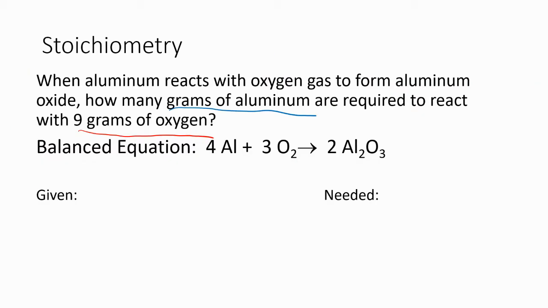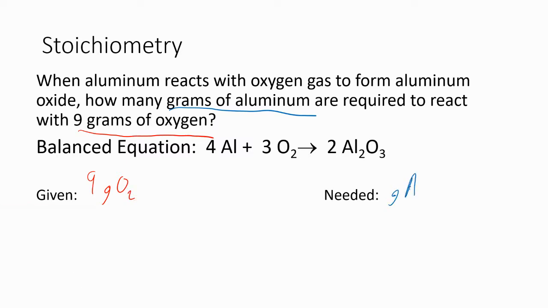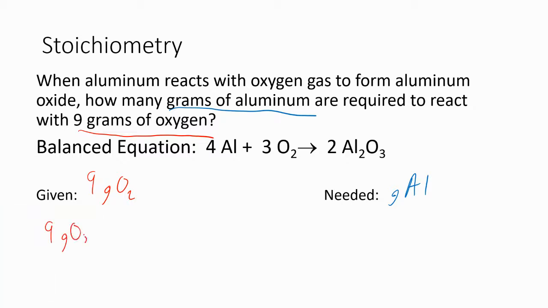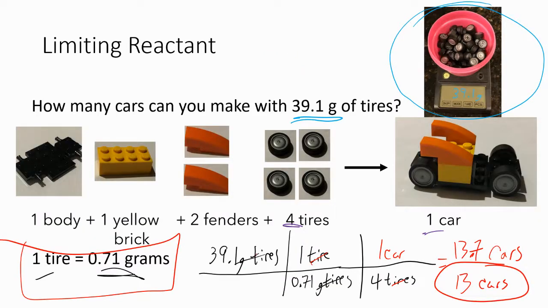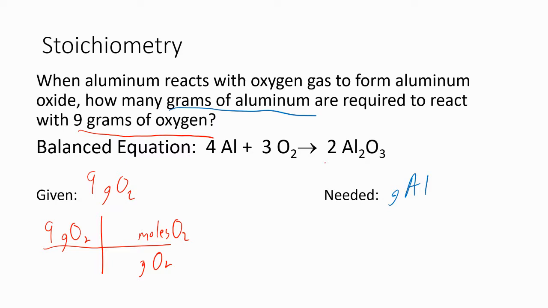So if we're going to need grams, we're given 9 grams of oxygen, right? That's what our given is. And our needed is grams of aluminum. So we're going to start our scaffolding with what's given, the 9 grams of oxygen. And we got to get rid of grams of oxygen and get to moles, because moles of oxygen is what we're going to need to get us through, right? Just like with the car, we needed the amount of tires to figure out how many cars. We need to know the amount of oxygen to figure out how much aluminum we're going to need.